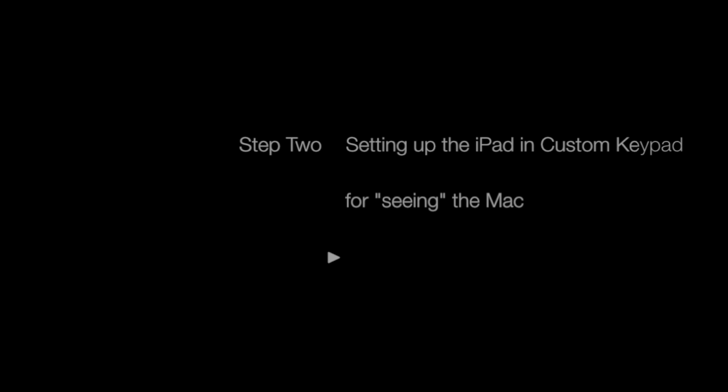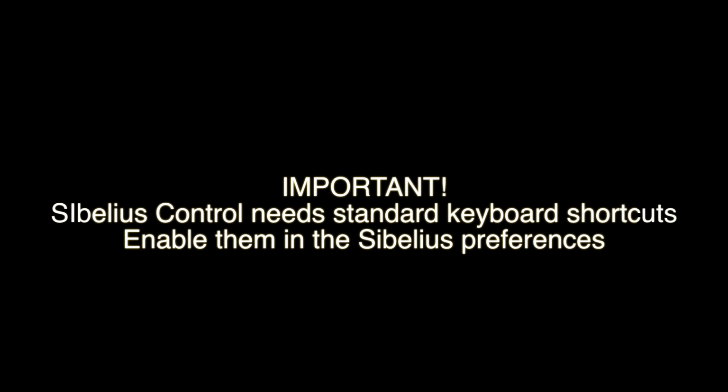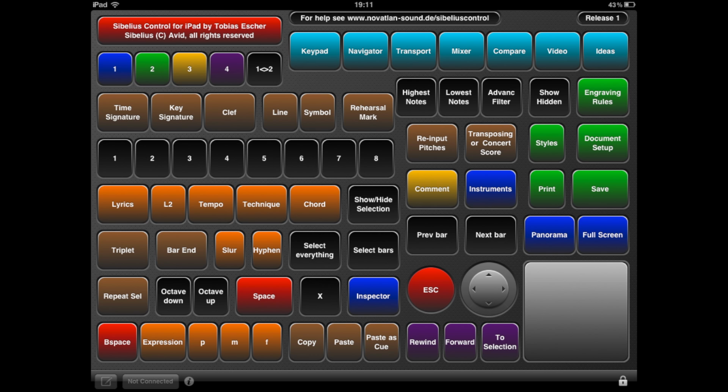Setup is very easy. Basically, it's two steps. You need to set up your Mac to accept VNC connections, and then you need to set up your copy of Custom Keypad. After you've done that, you can transmit the keypad layout via email to your iPad, and basically you're set. Sibelius Control uses the standard keyboard shortcuts for getting your commands to Sibelius. So if you have changed any of the keyboard shortcuts, make sure to reset them to the factory defaults. You do not need to install any drivers or any helper software, because Custom Keypad uses VNC connections, which are built into your Mac.